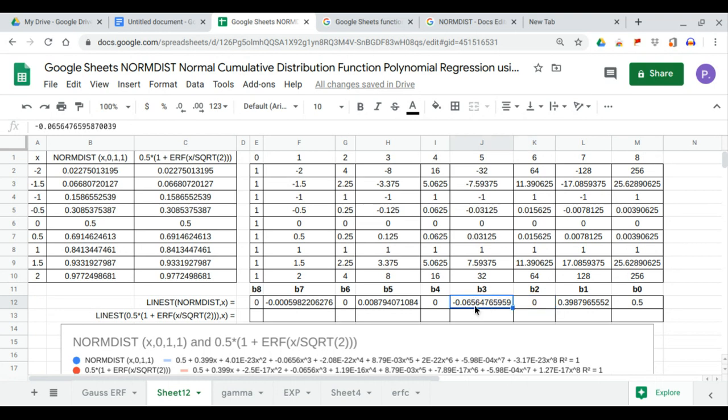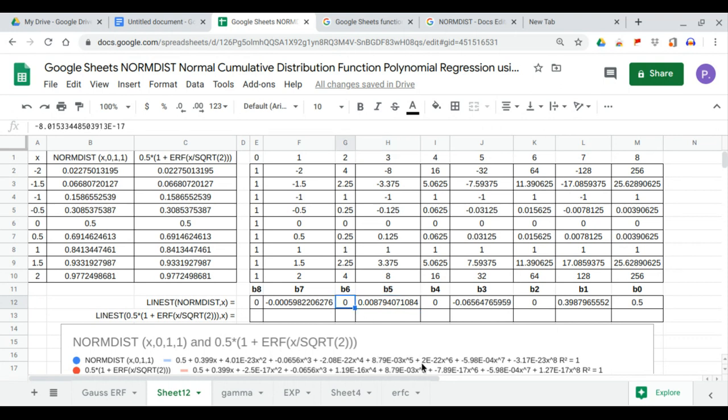B3 is 0.0656. This is 0.0656. B4 is 0 because this is very small. That is 2.08 times 10 to the minus 22. That's very small. So that's why it's 0. Our B5 is 0.008794. It is rounded up as 8.79 times 10 to the minus 3.